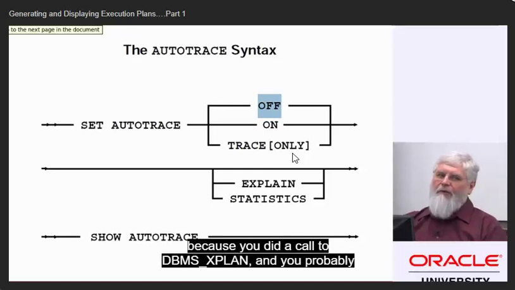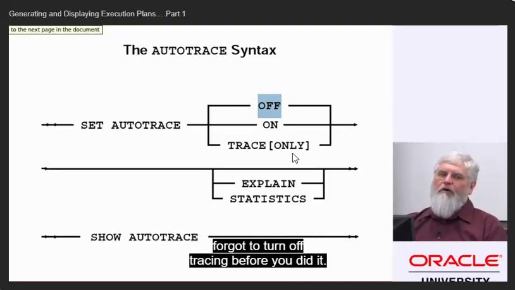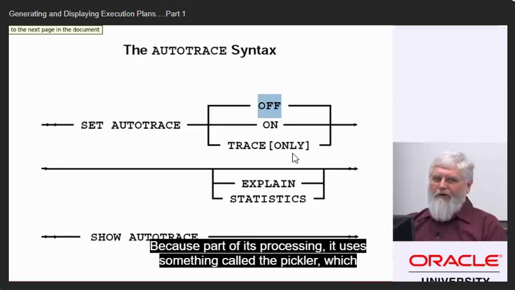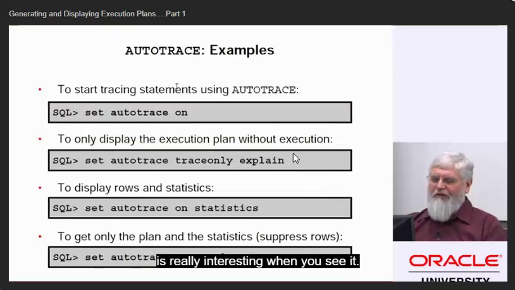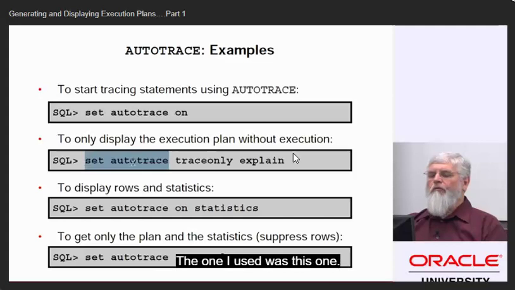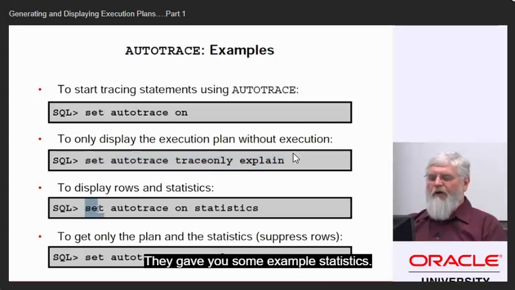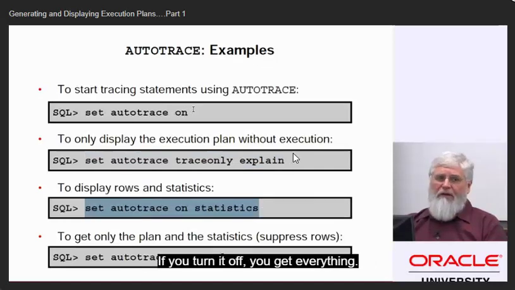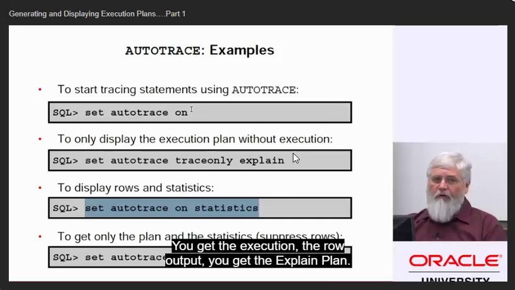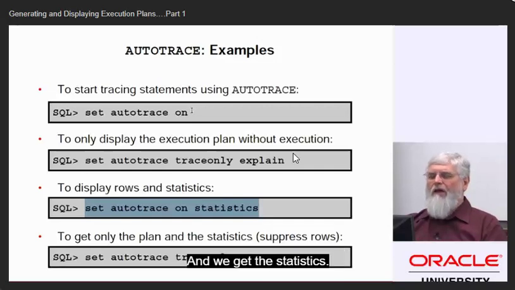So these were just some examples. The one I used was this one. They gave you some example statistics. It gets you the rows and the statistics. If you turn it off, you get everything. You get the row output, you get the explain plan, how we went after it, and we get the statistics. If you say statistics only, you get the rows and statistics. Trace only suppresses the rows but gives you the execution plan and the statistics.